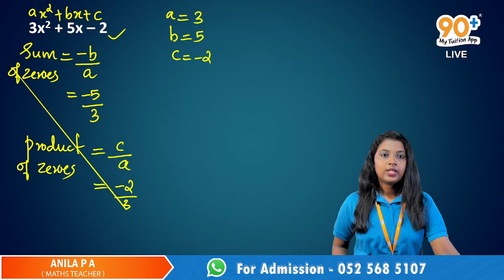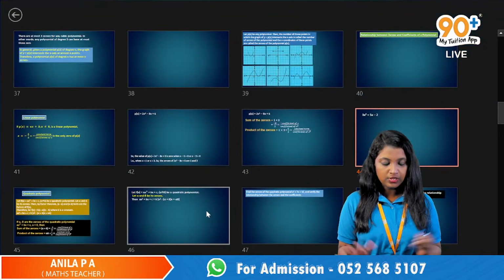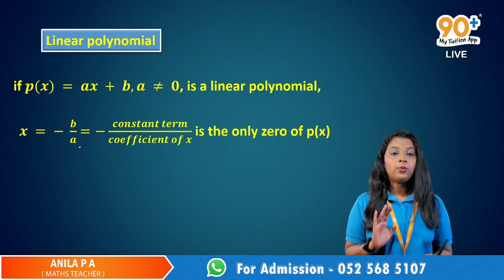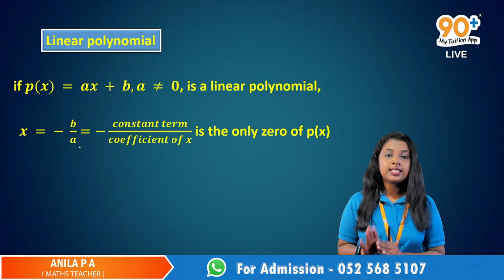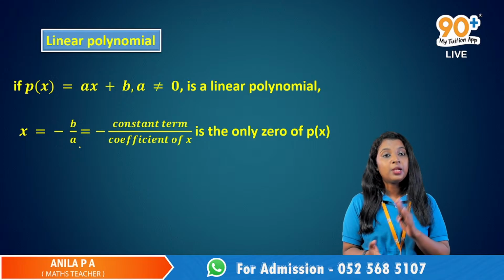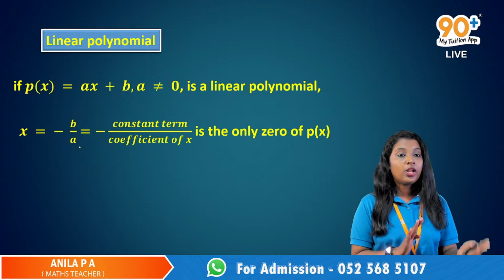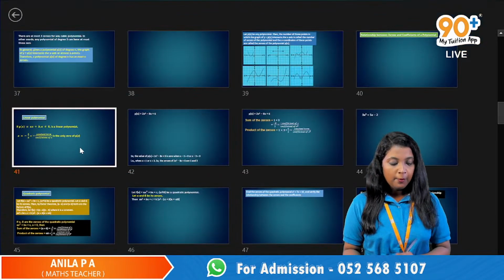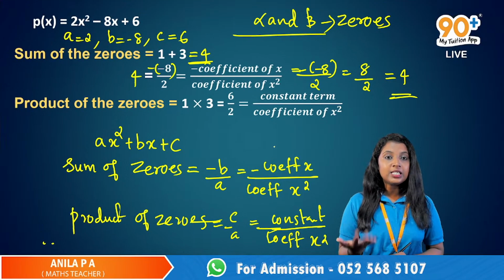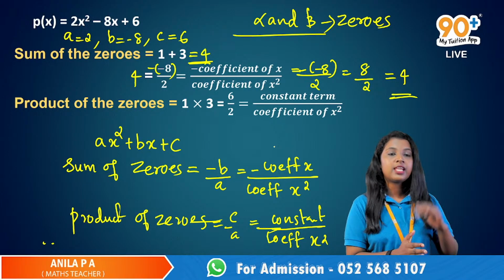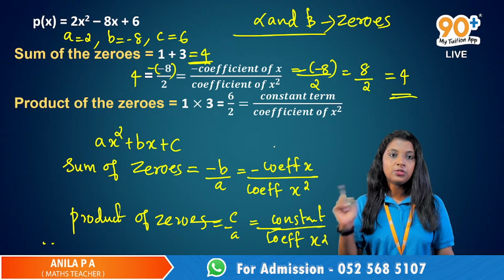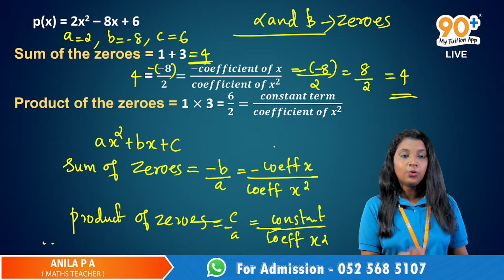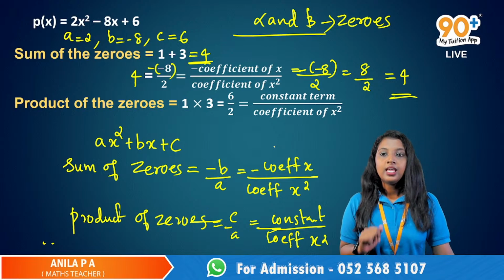So relationship, you can use that one to solve the problems. Or otherwise, the zero of a linear polynomial is equal to negative constant term by coefficient of x. In case of linear, negative b by a was equal to the zero, but when we consider a quadratic polynomial, sum of zeros is equal to negative b by a. That is the difference.